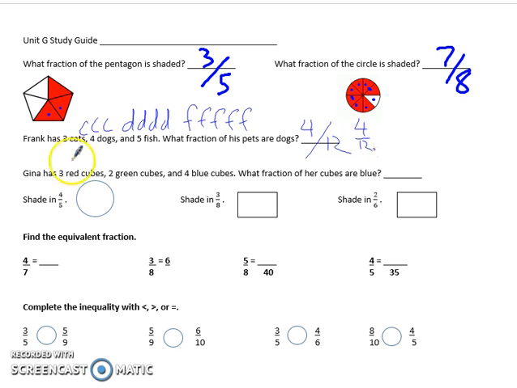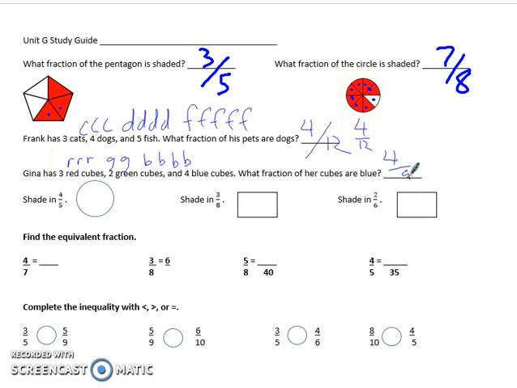Gina's got some cubes. We got 3 reds, 2 green, 4 blue. And I want the fraction that are blue, so there's 4 blue out of 1, 2, 3, 4, 5, 6, 7, 8, 9. 4 ninths.